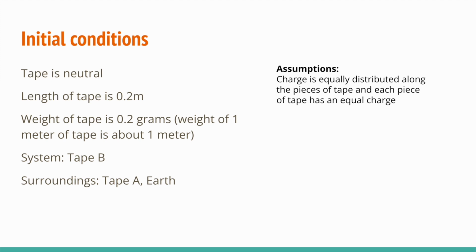The initial conditions of this lab are that the tape is neutral, the length of each piece of tape was 0.2 meters, and the weight of the tape was 0.2 grams, which was calculated using the knowledge that the weight of 1 meter of tape is about 1 gram. The system was tape B, and the surroundings were tape A and the earth. Some of the assumptions I made were that the charge is equally distributed along the pieces of tape, and each piece of tape has an equal charge.